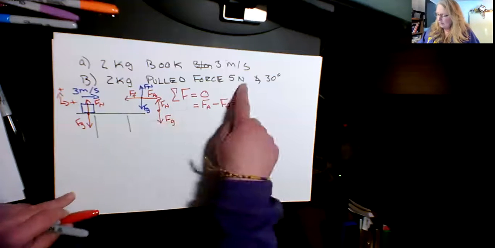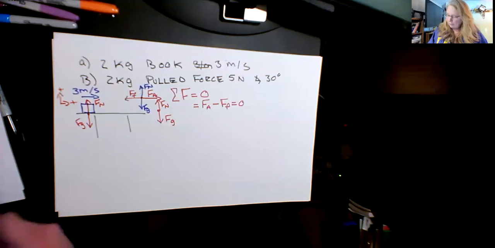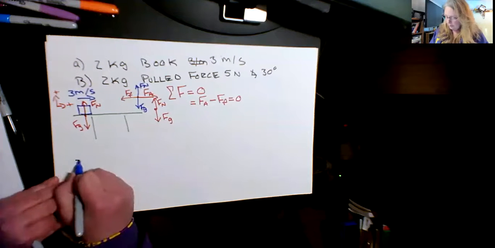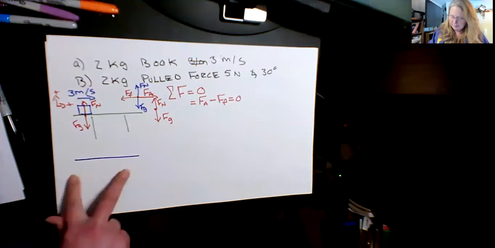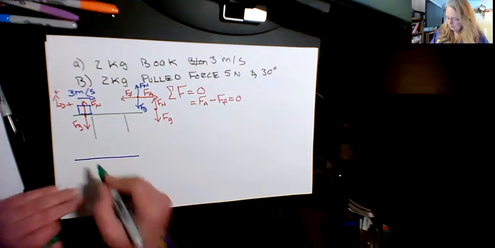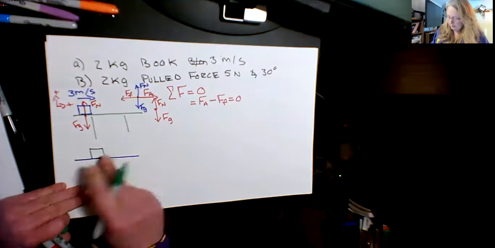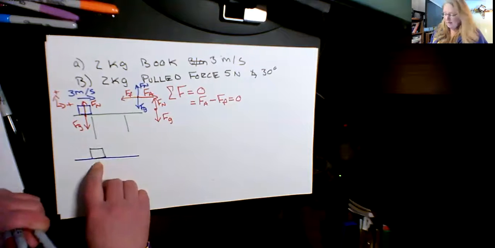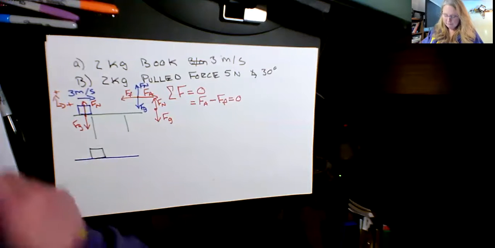So for our next example, I am pulling something with a force of 5 newtons at 30 degrees. So what kind of force picture can I do with that? Let's see. That'll be my surface, and here will be my thing. You're going to notice that even if it's a car, it's just a box. Everything becomes a box in my world.